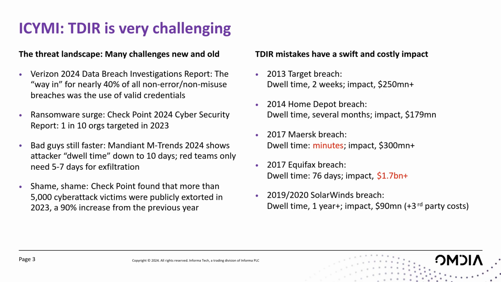Their red team, by comparison, often needed only 5 to 7 days to get in, get what they wanted, and get it out. So it goes to show that while we're getting better as an industry at dwell time, it still needs to go down significantly, and that needs to be a big focus of TDIR programs for sure. Then, last point, Check Point found that 5,000 cyber attack victims were publicly exploited last year, which is a 90% increase year over year. So that's really to make the point of how important TDIR is.